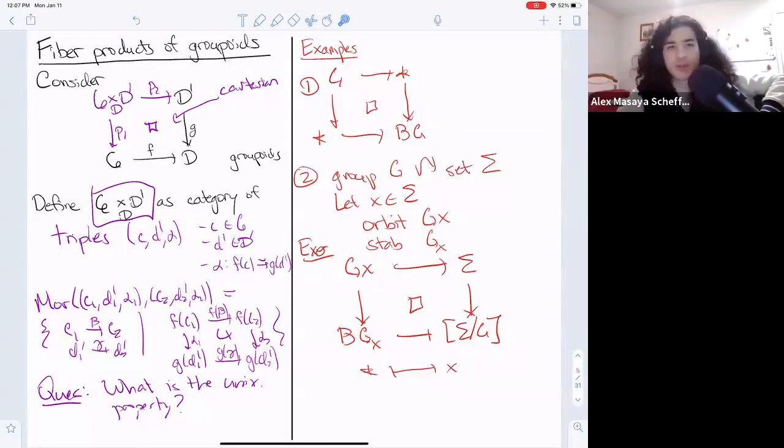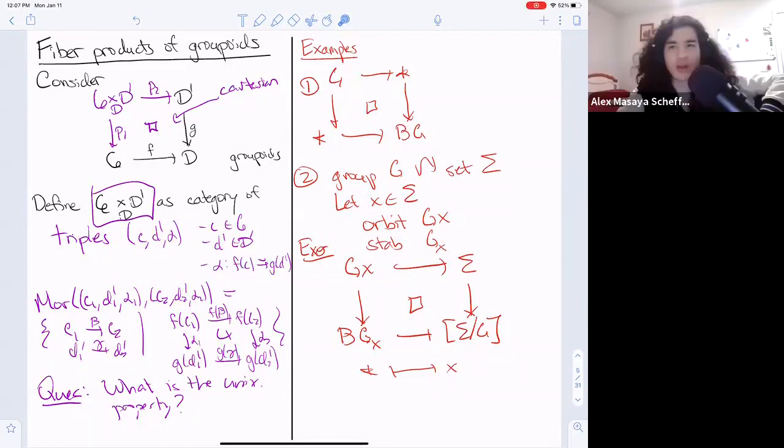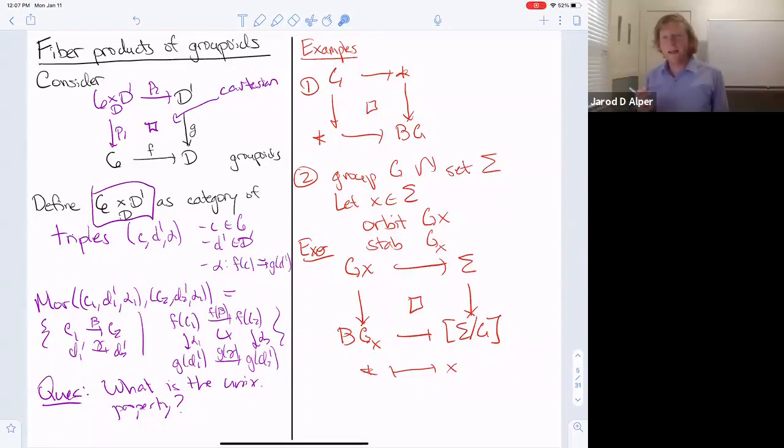In the first example, is the G in the top left supposed to be the same thing as BG? No, yeah, this should be the BG, and here you drop the B, it's just the G. So we're considering the category where the objects are elements of G, and then we only have identities? Yeah, exactly, good point. So this G as a category is the elements of G, but forgetting the group structure entirely, and then the only morphisms are the identities. Okay. Yeah.